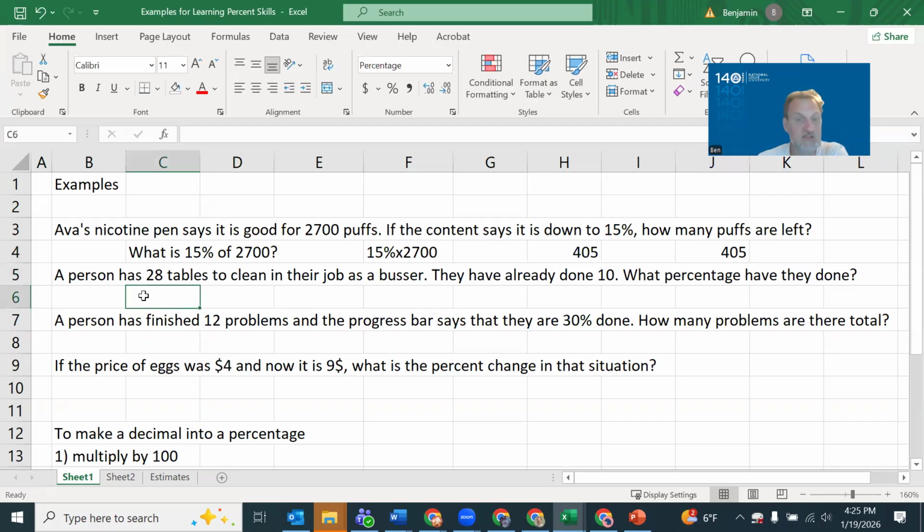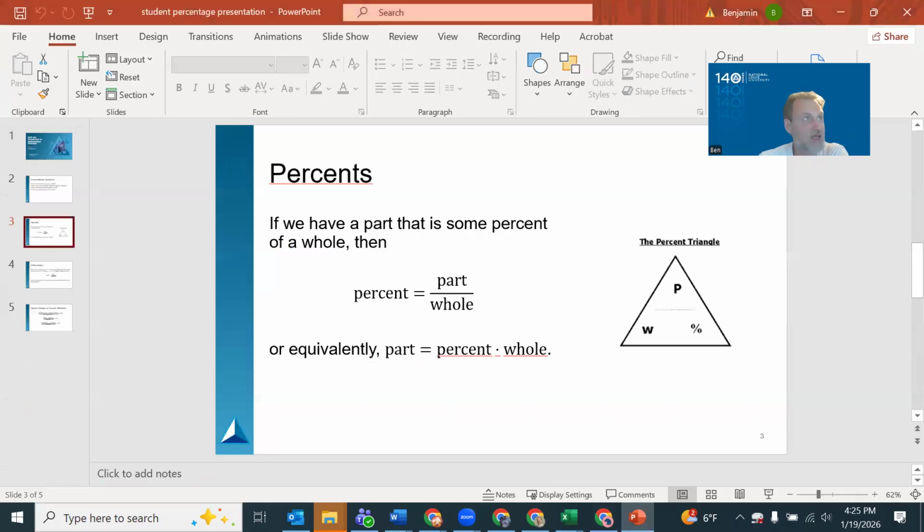Okay. Second question is, a person has 28 tables to clean in their job as a busser. They've already done 10. What percentage have they done? So this type of thing comes up a lot as I think about, I'm in an exercise class and it's hard and I'm like, oh, how close to the end am I? If I go back to my little triangle, again, I'm thinking, all right, well, I know the part and the whole, but I'm being asked to find the percentage. What percentage have I done?